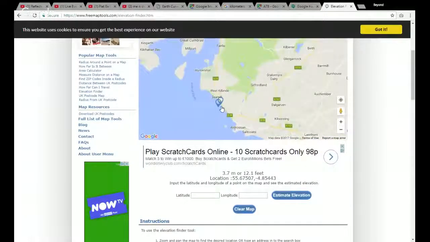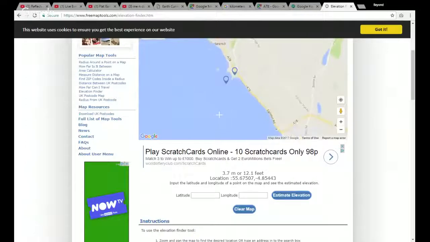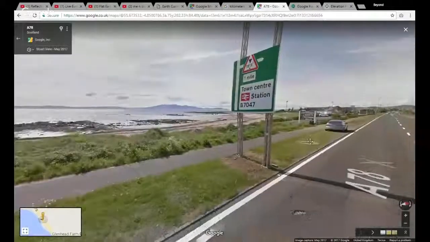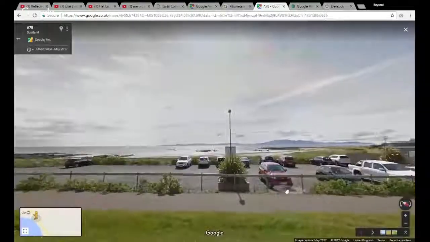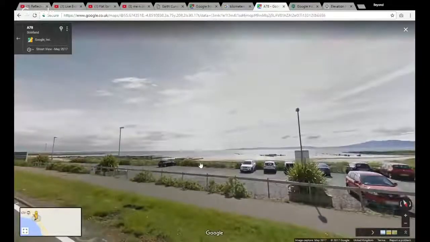Right, I'm going to have to identify how to pinpoint this point exactly so that I can get the exact height of where we were. So wait a wee minute. Get back to that. So what are we seeing here? Right. So if we're down here at the sea, there is no way it is 12 feet. It keeps pointing to up here at the road. So I must not be at the right position.